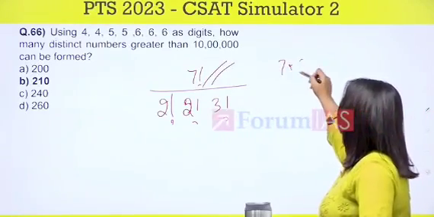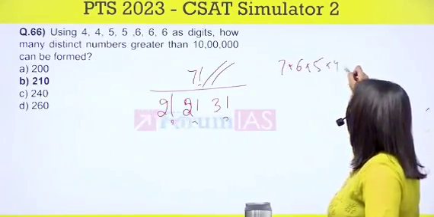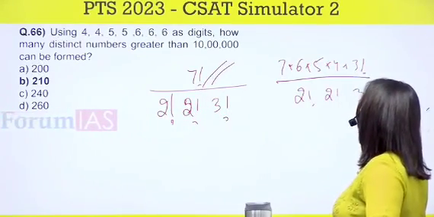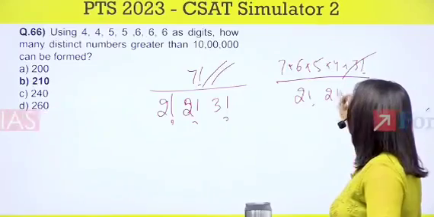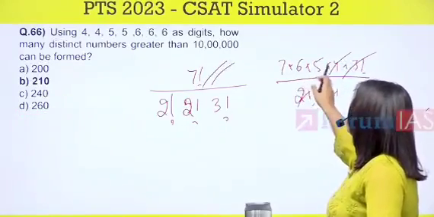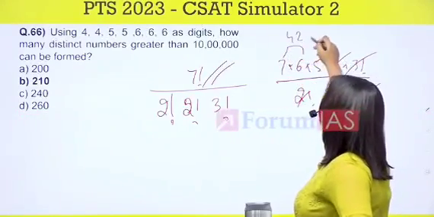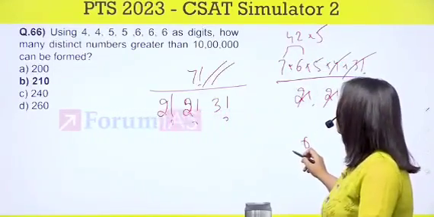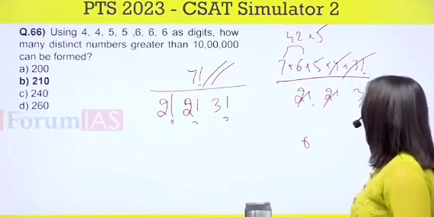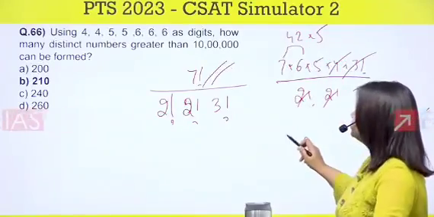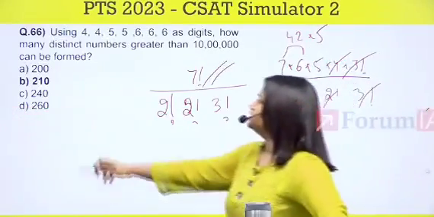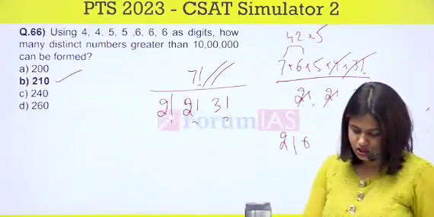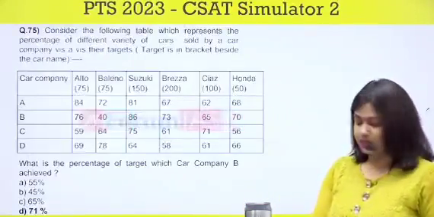This is 7 into 6 into 5 into 4 into 3 factorial, over 2 factorial, 2 factorial, 3 factorial. 3 factorial cancels, 2 twos are 4, 7 sixes are 42, 42 into 5 is how much? 4 fives are 20, 5 twos are 10, so my answer is 210. This is my answer here. Very straightforward. That was question 66.